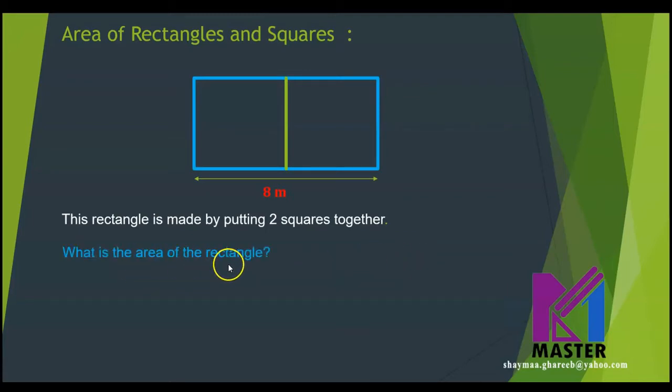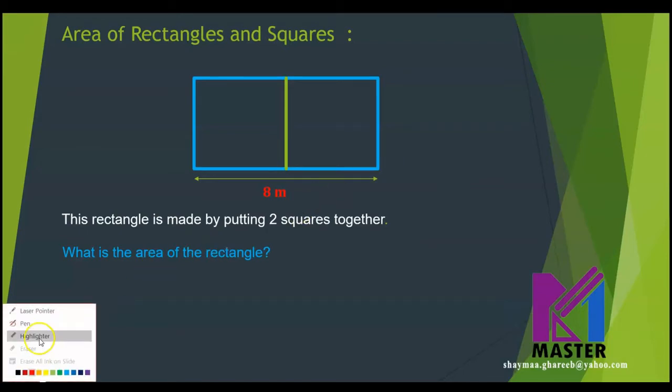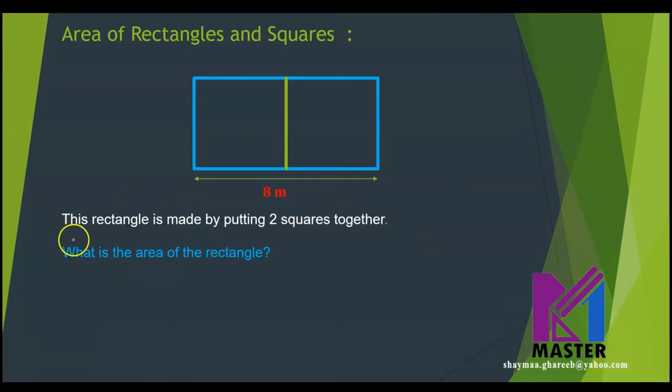Now let's see. What is the area of the rectangle? We said area of the rectangle equals length times width. I know the length, but do I know the width? No, I don't know the width. What should I do? What do you think? It says here the rectangle made by two squares. So this is a square and this is a square. And these two squares are equal.